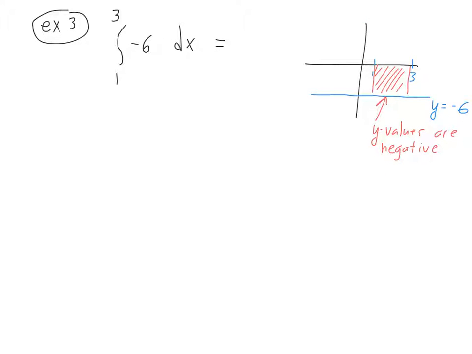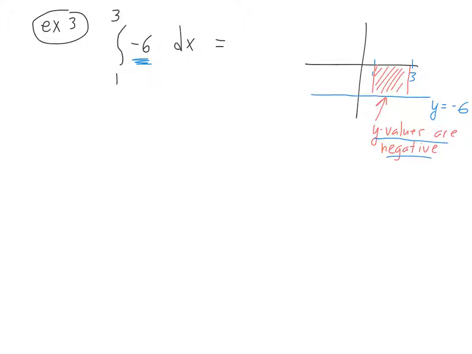All right, take a look at this next example here. We're looking at a definite integral from 1 to 3, and the function this time is -6. So if we sketch this, we can see it's completely below the x-axis. So the function is negative. Well, because that function is negative, it means that in this region between 1 and 3, we're going to have some y values that are negative.